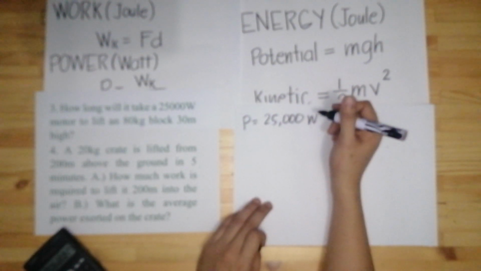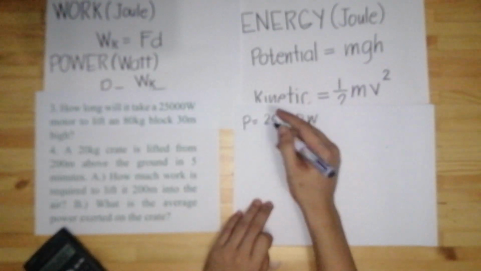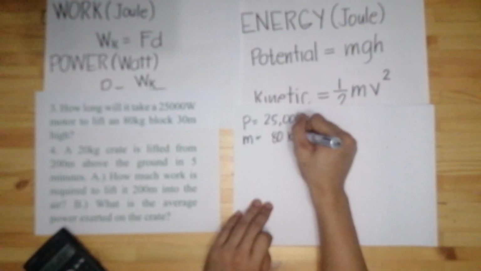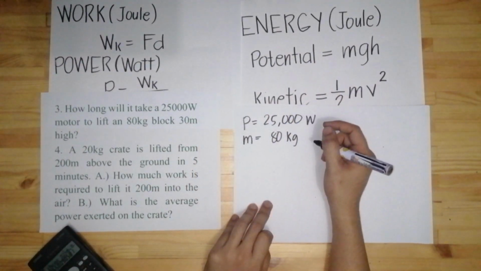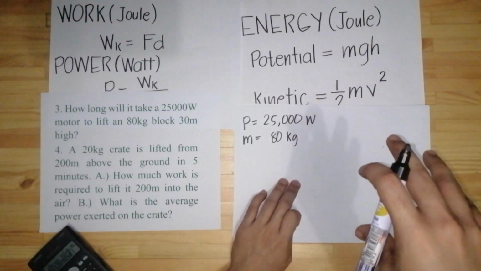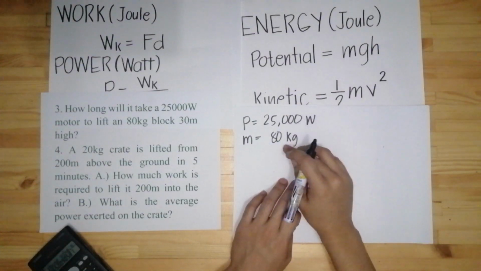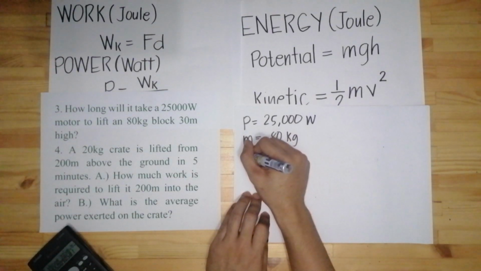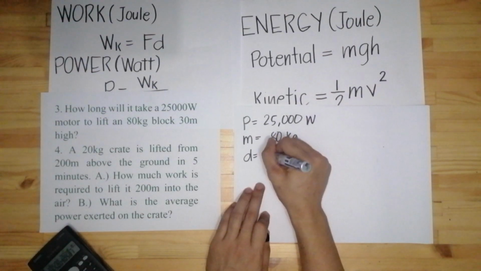Then, meron tayong, ito, 80 kilograms. Yung mga kilograms na yan, yan yung mass. May given mass na 80 kilograms. Then, meron tayong 30 meters high. Okay, yun yung gaano kataas yung pagkakabuhat dun sa 80 kilogram block. Okay, merong ginamit na power na 25,000 watts. So, meron tayong lalagay dito na distance o yung height natin. That is 30 meters.